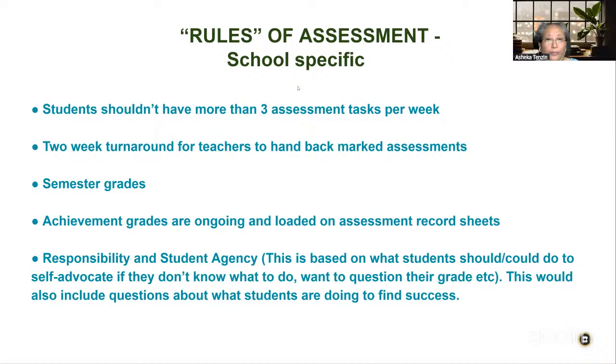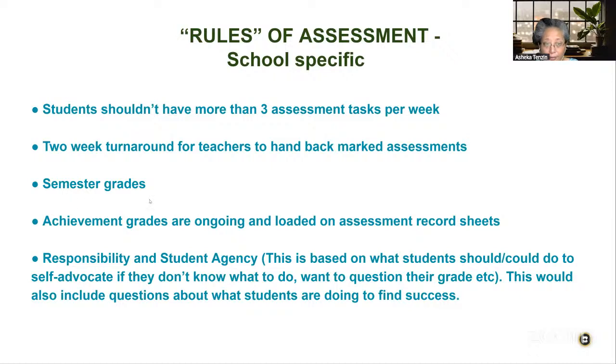So what are the rules of assessment? It has to be school specific. Students shouldn't have more than 3 assessment tasks per week. Okay. Now this is school specific. You can create your own rules about assessments. 2-week turnaround for teachers to hand back marked assessments. It's very important that you have to return the assessed work to your students. So this is a good idea to have it in your assessment policy. When will you return the feedback?